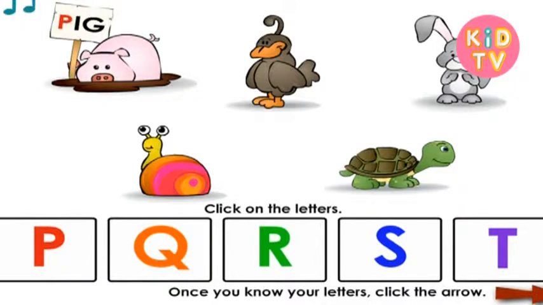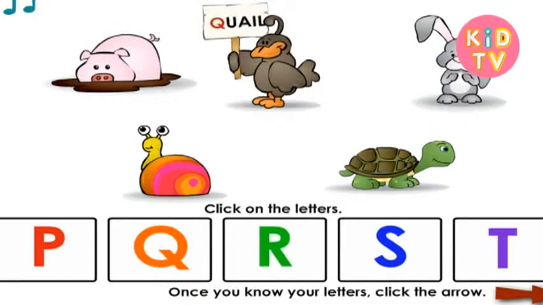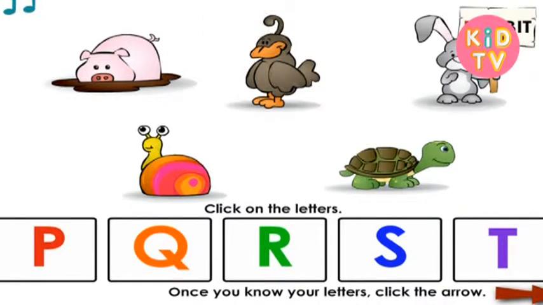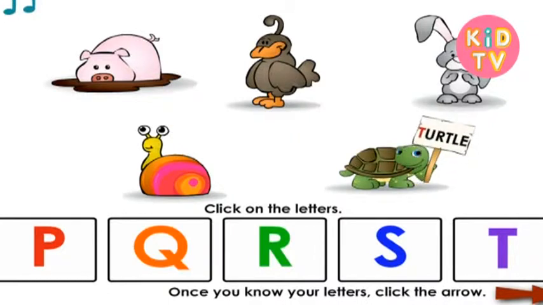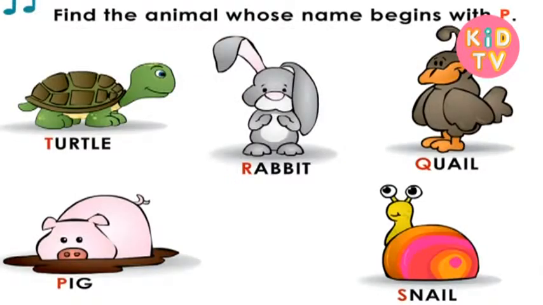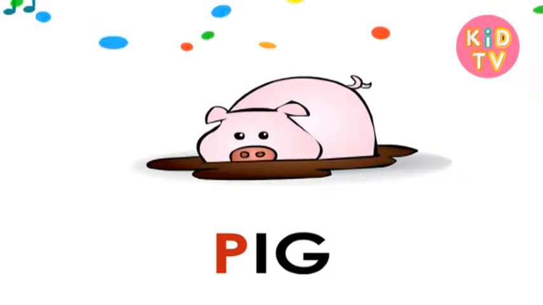P. Pig begins with P. Q. Quail begins with Q. R. Rabbit begins with R. S. Snail begins with S. T. Turtle begins with T. Next page. Find the animal whose name begins with P.